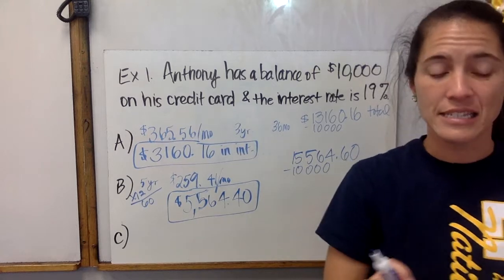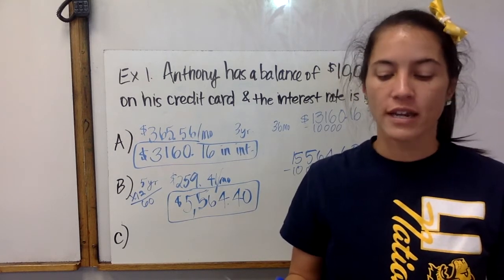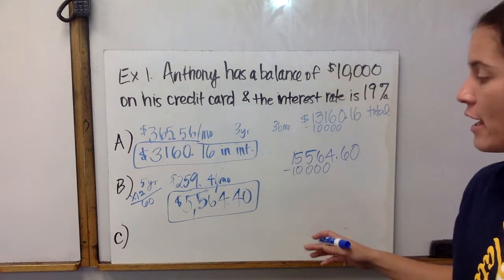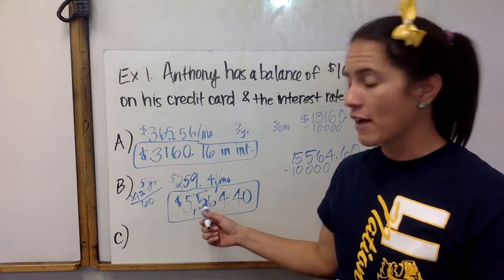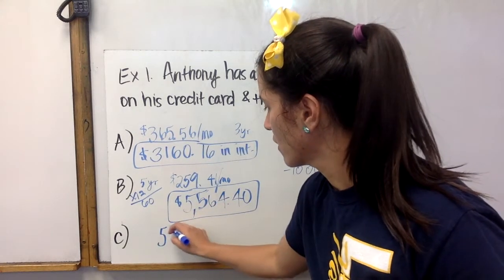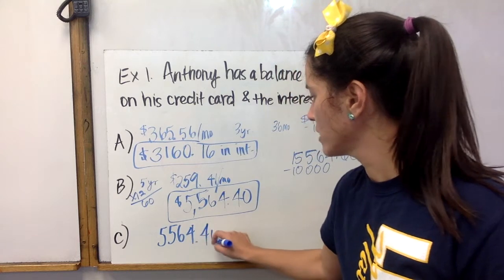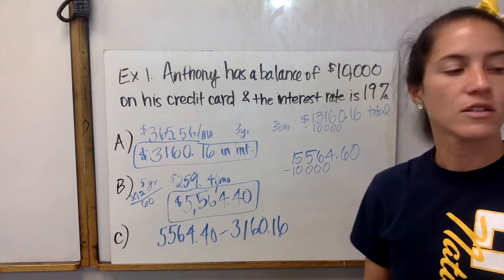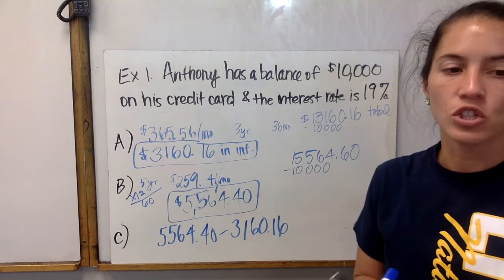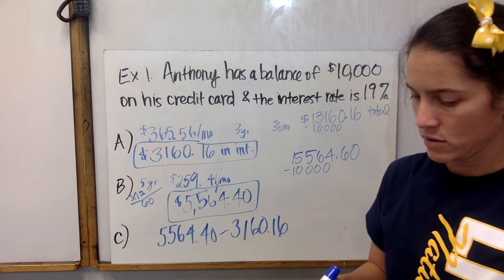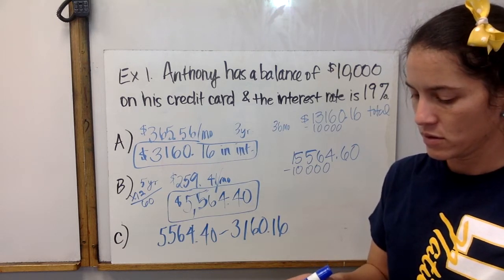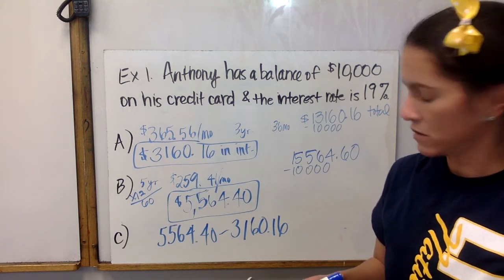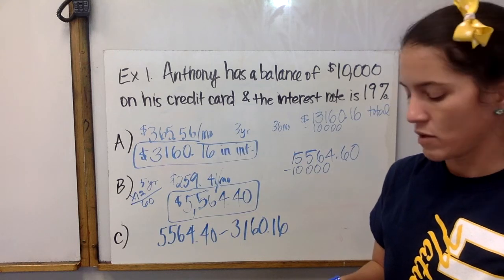Now, part C says, how much more did Anthony pay when the length changed from 3 years to 5 years? How much more means we're going to subtract. So $5,564.60 minus $3,160.16, and it looks like our total is the difference. I hope you're typing it in.